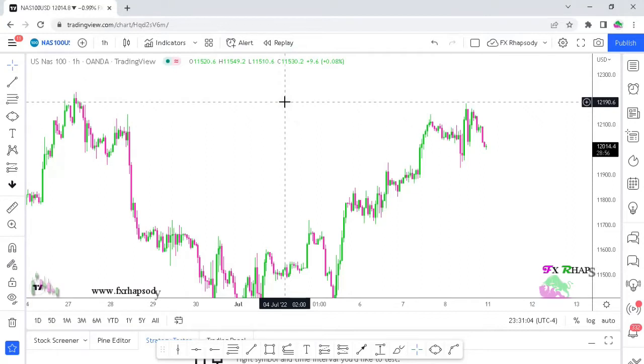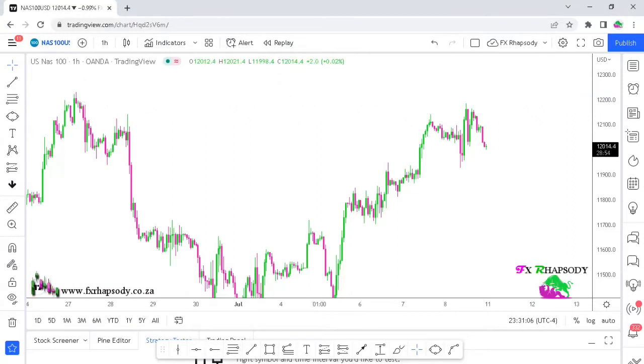I'm back again with some more analysis, and this time we are looking at Nasdaq. What is going to happen with Nasdaq this week? I haven't done analysis on Nasdaq in a while.